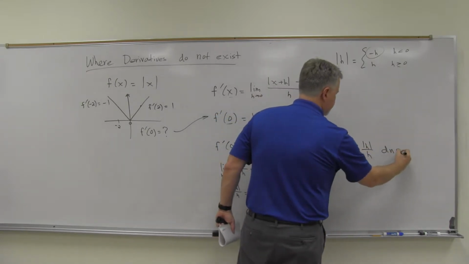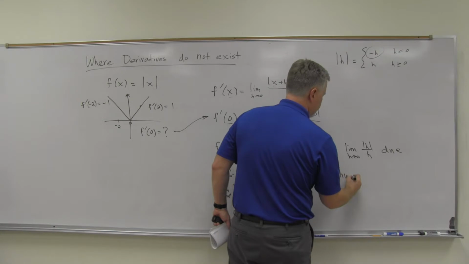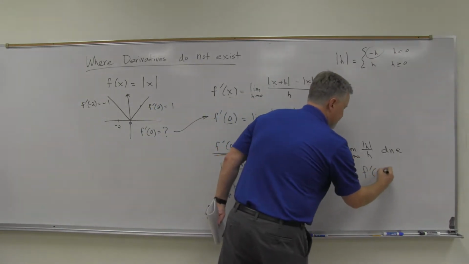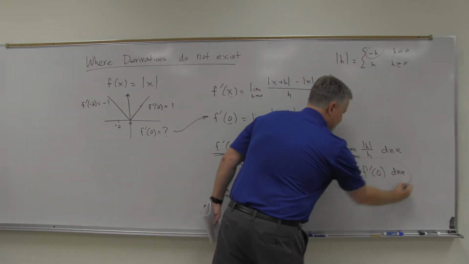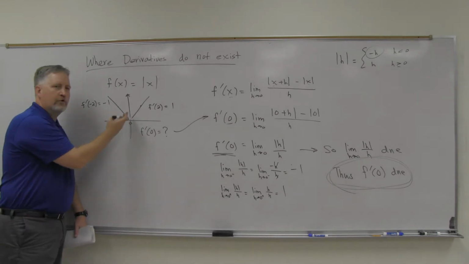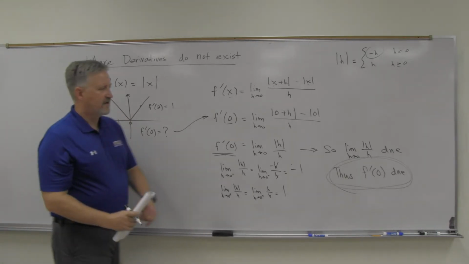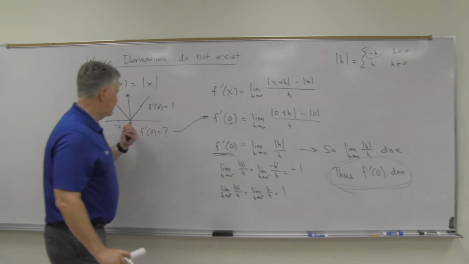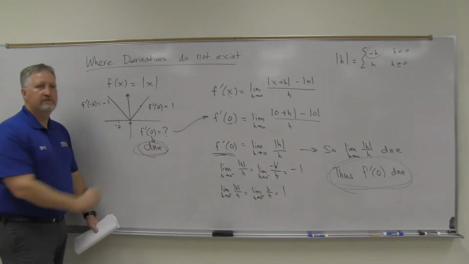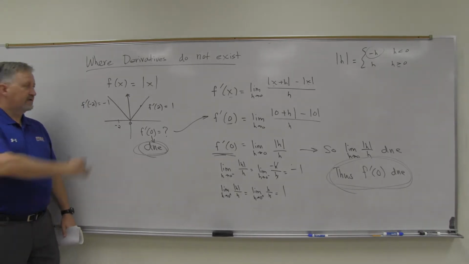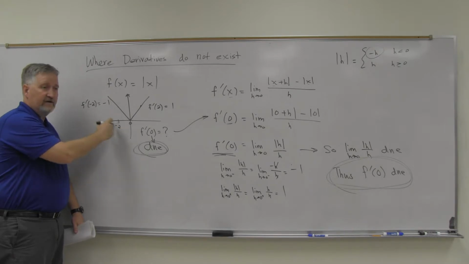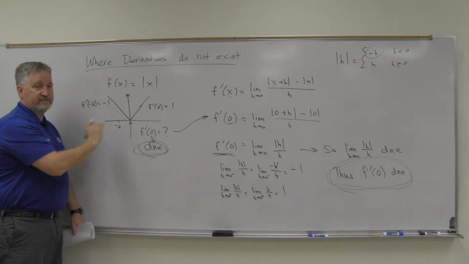Which means, thus, what was this? It was the derivative. So the derivative at 0 does not exist. Proof that at this corner here, that derivative does not exist. Okay? It exists anywhere else. Any other negative value, positive value, it only does not exist at 0.